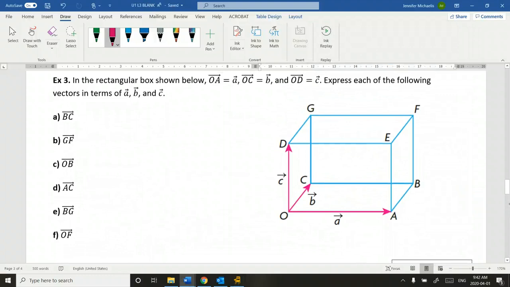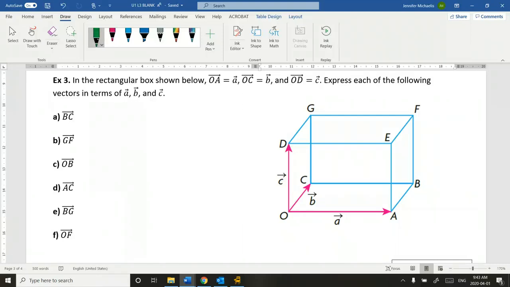All right, so we have a rectangular box and it's telling us that OA is equal to vector A, OC is equal to vector B, and OD is equal to vector C. Express the vectors in terms of A, B, and C.